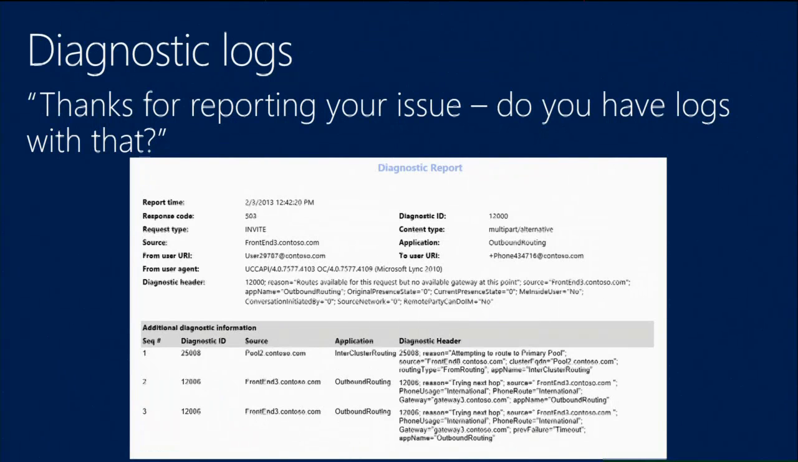If you follow the diagnostic header information, you go from more generic information to more specific information. In the end we are saying, we are trying the next hop. This is the front-end server that is trying that. This is also some basic information about the call itself, like usage and route, but more importantly, the gateway that we failed to connect to. So that's one of the examples of how you would do it.